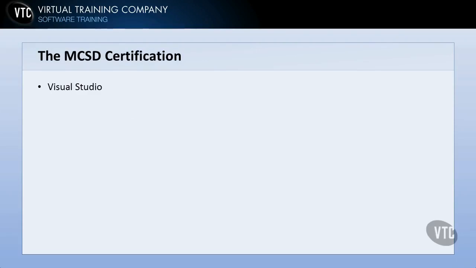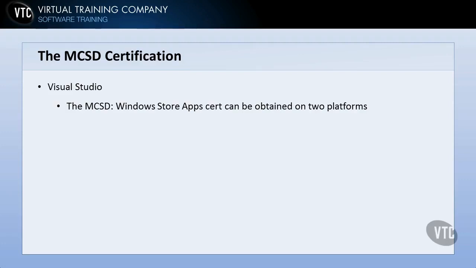Now, the MCSD Windows Store Apps certification can be obtained on 2 different platforms. Okay, I told you they were a bit confusing, right? So, within the MCSD certification, it's broken down into 2 categories, Visual Studio and SharePoint Apps. Within the Visual Studio, you can break it down into different ones, and then there's further subdivisions in there. For example, for MCSD Windows Store Apps, you can do 2 platforms.